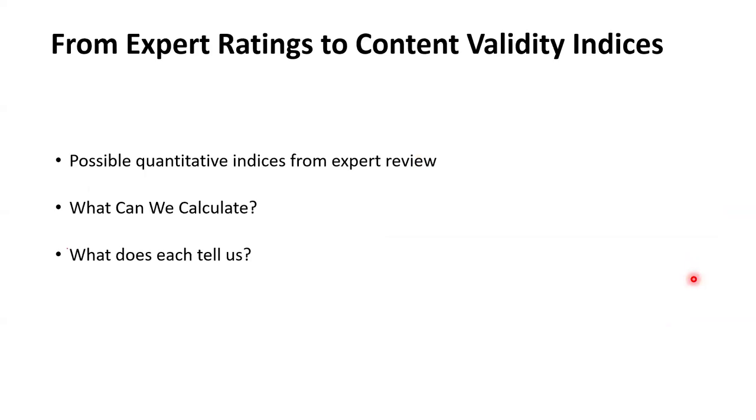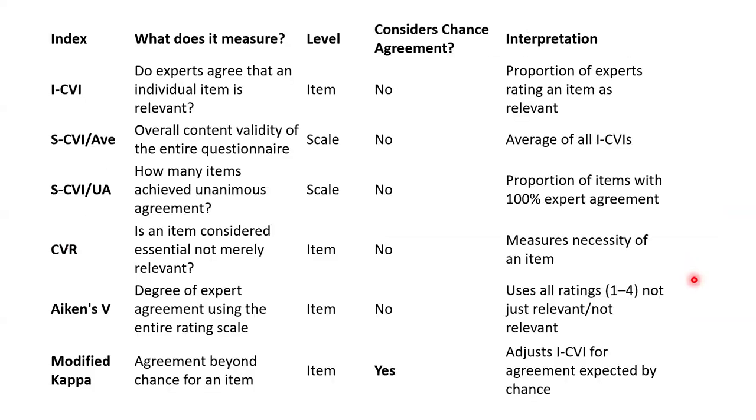So you see that there are many things which need to be done when you're doing content validity. So I'm just summarizing all of the indices which need to be reported for content validity. So if I'm looking at the item level content validity index, you can see that I am looking at, do the experts agree that this particular question is relevant? If I am looking at the average, I am looking at the overall content validity of the entire questionnaire in whole.